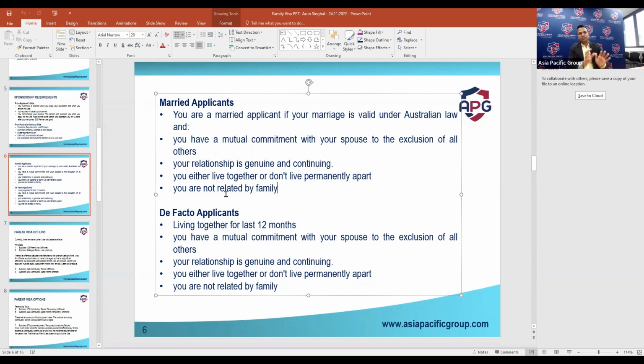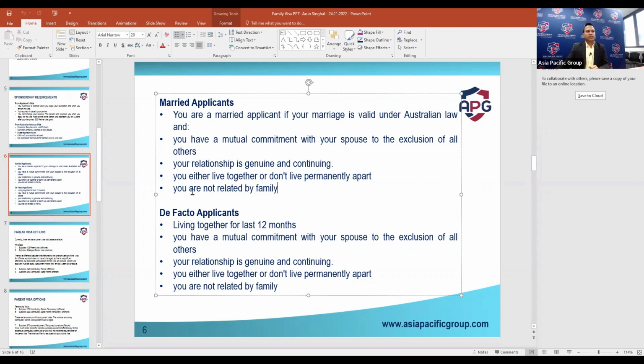For example, if one partner is living in Sydney and the other is living in, let's say, New Zealand for work, and they keep coming and meeting each other, then it's fine. But if they are not even meeting, like 1 or 2 years have gone past, then it will be very hard to satisfy the department that they are in a relationship.